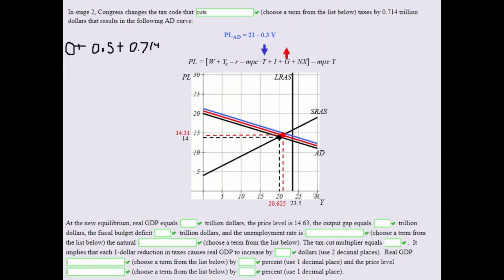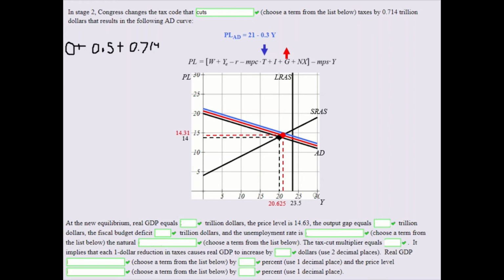In stage 2, Congress is going to change the tax code with a tax cut of $0.714 trillion. So our initial deficit was zero. We added $0.5 trillion to it because we increased government spending by $0.5 trillion. Then we're going to add another 0.714 to it because of the tax cut. Now the tax cut does what? It lowers the value of t in our model, which does the opposite to the intercept. So we go from the red line up to the blue line. Okay?